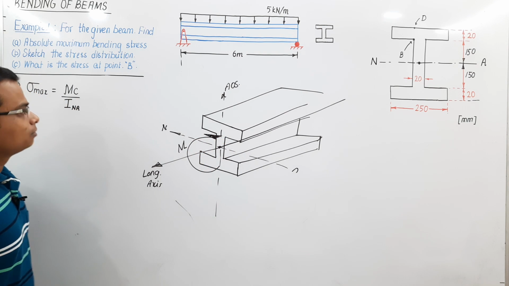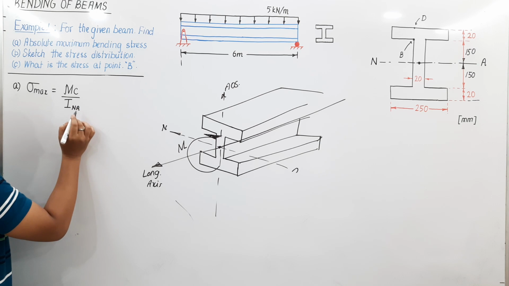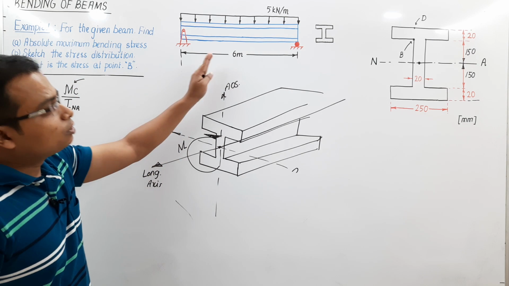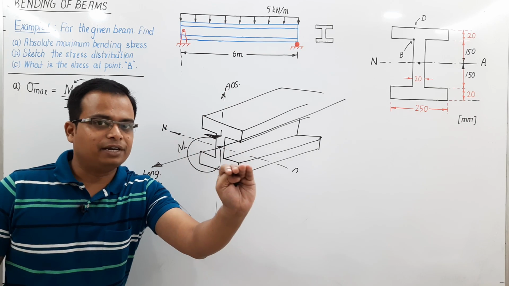Now we need to find the maximum value of the bending moment also, and with respect to this beam you have to draw the bending moment variation.